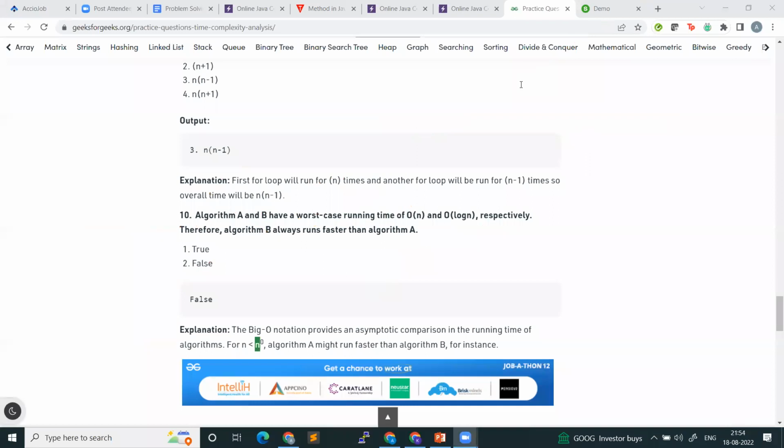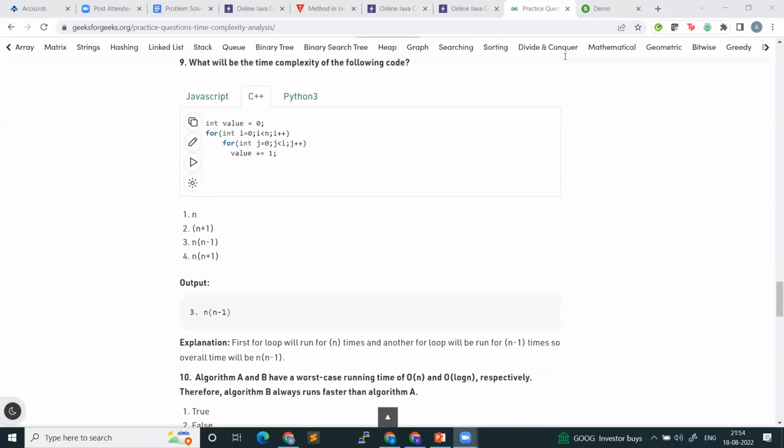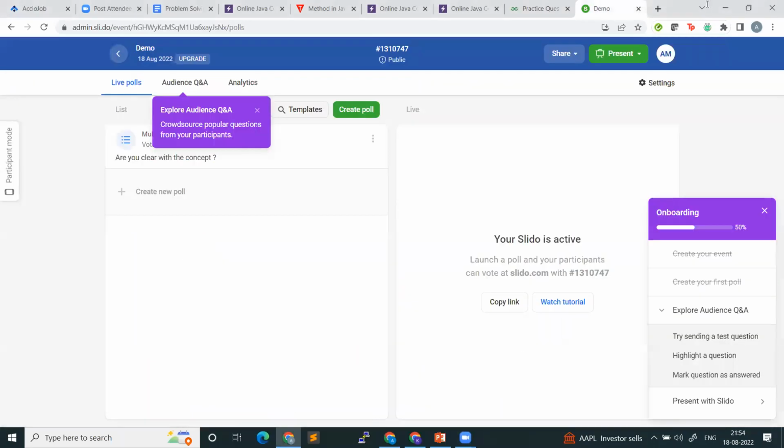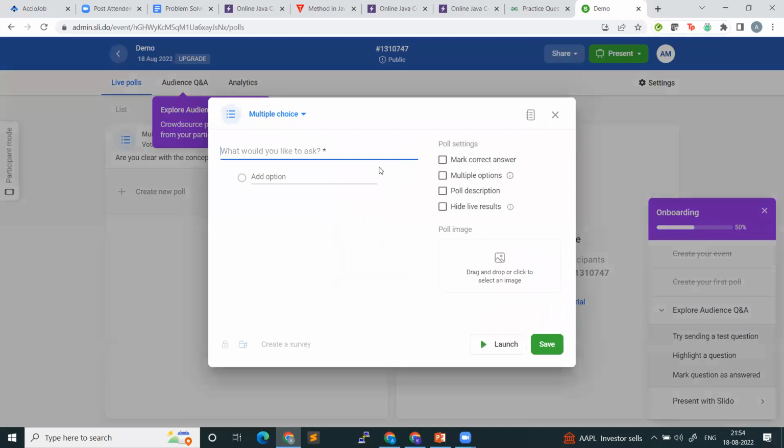Cool. So 6 minutes are left. Let me get a pseudo poll. Okay. Create a poll. MCQ. See, in question number 9, I have taken the effect of the outer for loop. Gaurang, if you try to understand, just 1 second.